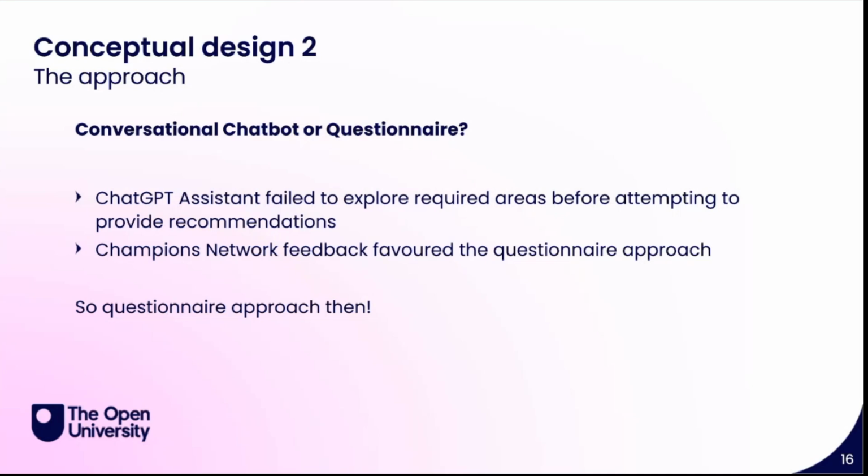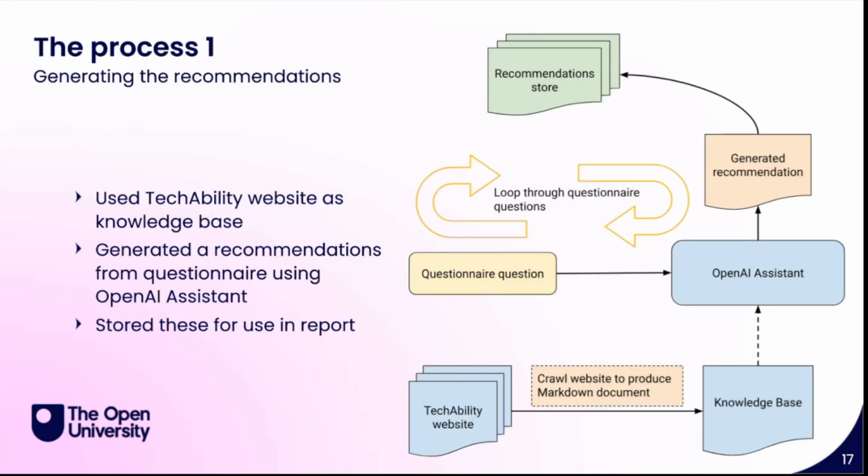So next slide, please, Neil. So taking the questionnaire, there were a couple of processes that we had to come up with to end up with a final report. The first thing that we did was produce a recommendation store locally, and the way we did that was by taking the content from the Techability website to produce a knowledge base, which we then used as part of an AI assistant.